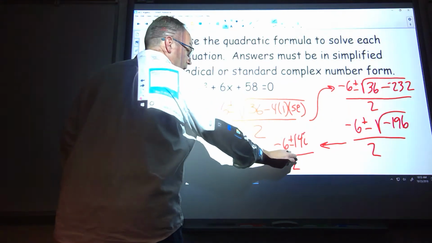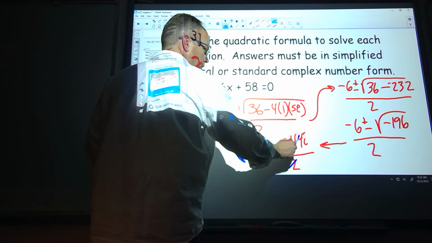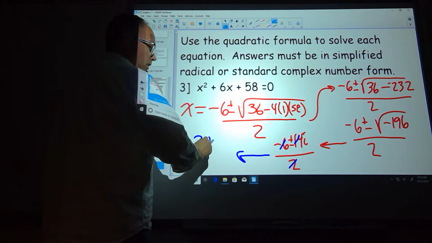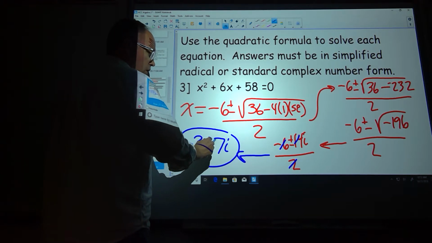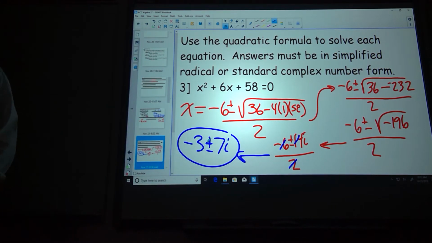I can reduce this because 2 goes into there and goes into there. So I'm going to get negative 3 plus or minus 7i. That right there is called your solution to the problem. If you plug that back in, your answer would come out to be 0. So negative 3 plus or minus 7i. Complex, yes, because there's an i.